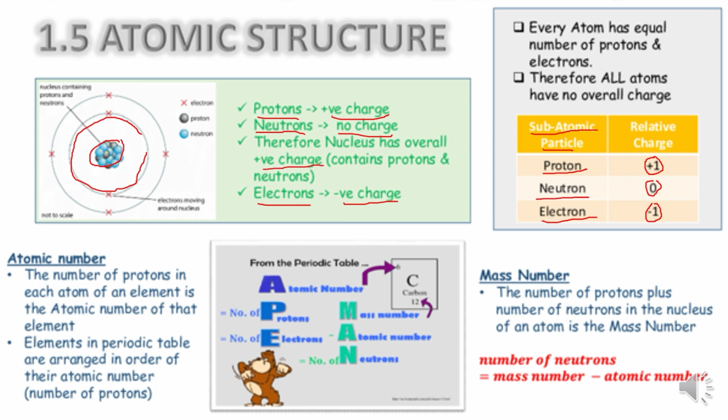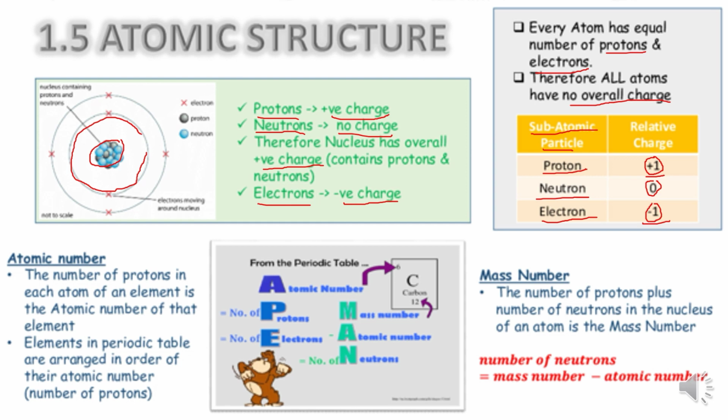But all atoms have no overall charge. This is because in every atom there is an equal number of protons and electrons. So remember, these two have opposite charges. Protons are positively charged and electrons are negatively charged. So because they are equal in every atom, they result in a zero charge.